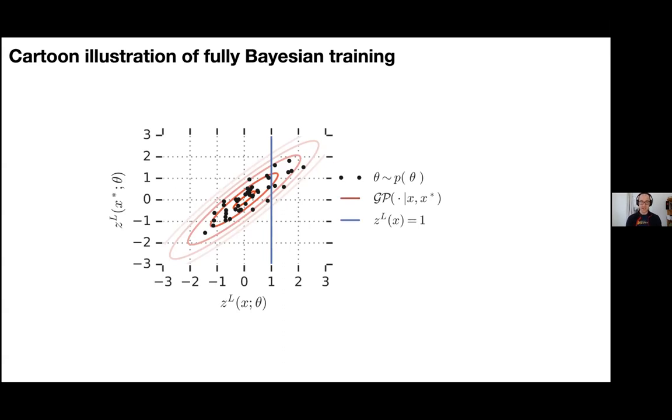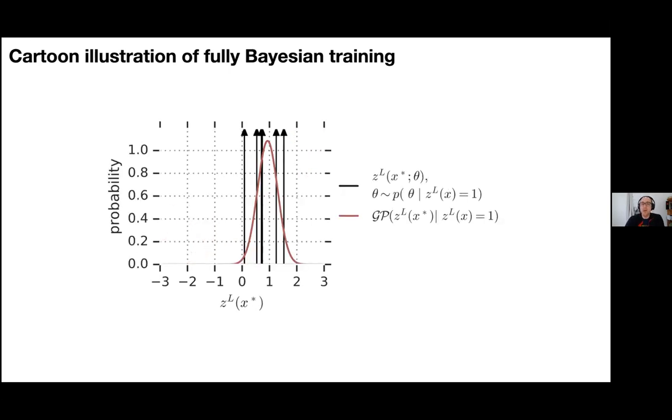This is equivalent to slicing the joint distribution along this Z equals 1 line. However, because we have two equivalent ways of writing the joint distribution, we also have two equivalent ways of writing any conditional or marginal or posterior distribution, which is derived from the joint.